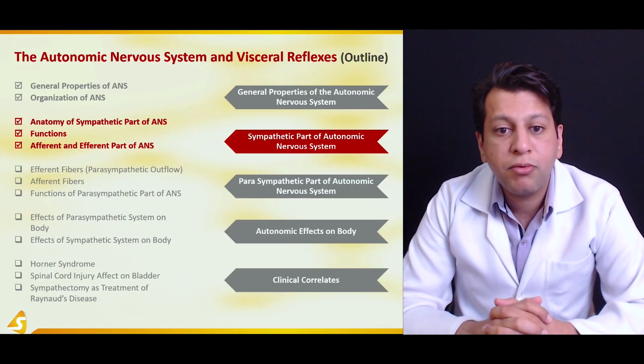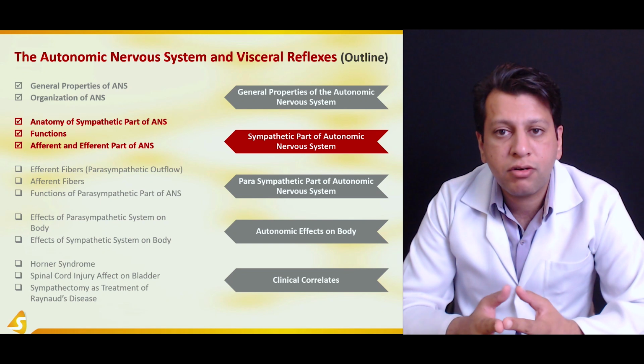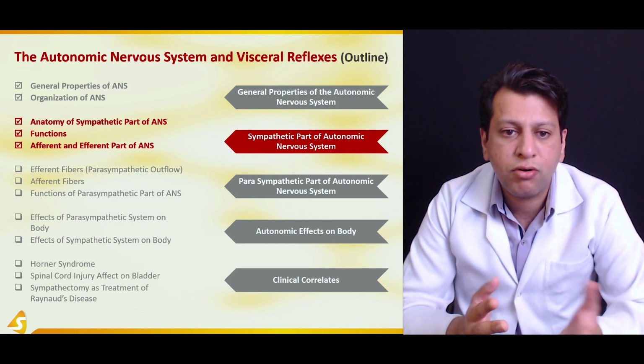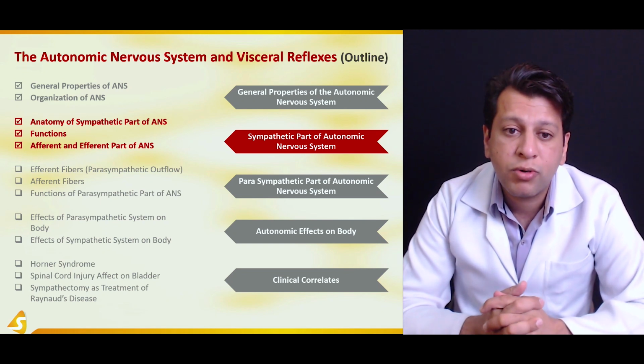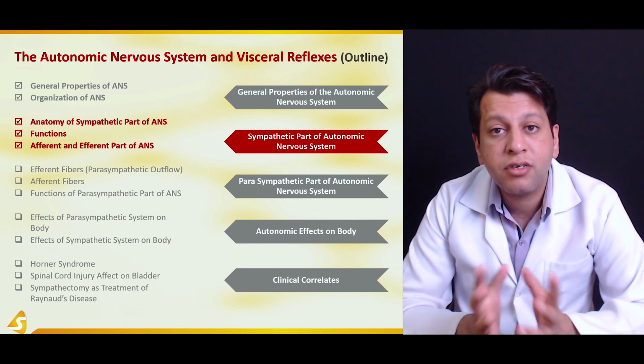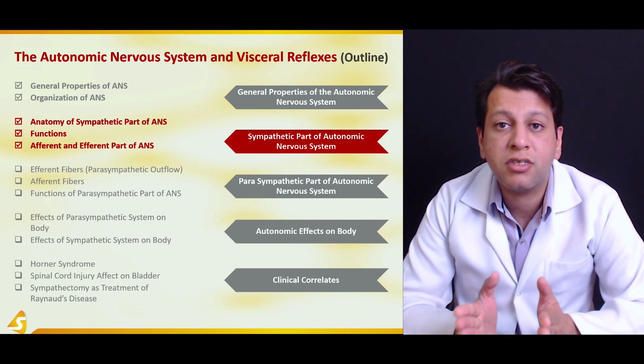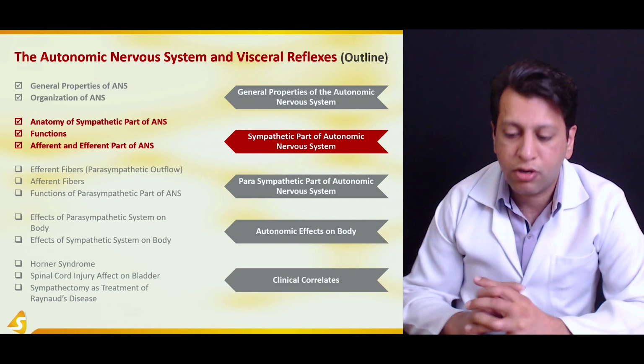By this, we have come to the end of the sympathetic part of our autonomic nervous system. We discussed the anatomy, what the afferent and efferent fibers are, and what the functions of the autonomic nervous system are, especially the sympathetic part of the autonomic nervous system on our body.